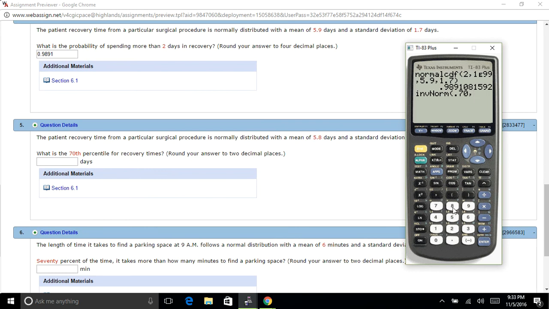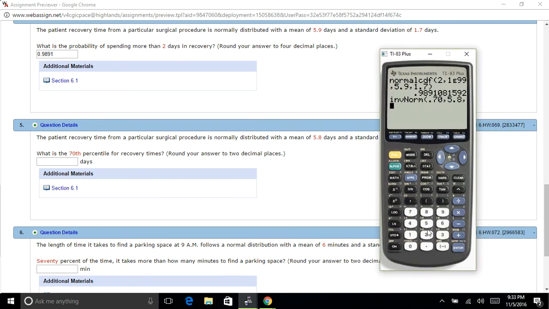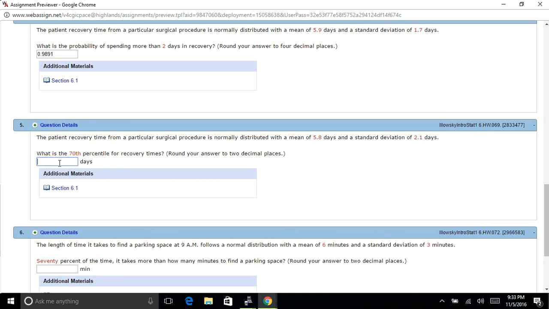Then I'm going to put my mean. Then I'm going to put my standard deviation, which is 2.1 days. Okay. Close that up, and then I get 6.90 is the days. So that is how many days are represented at the 70th percentile.